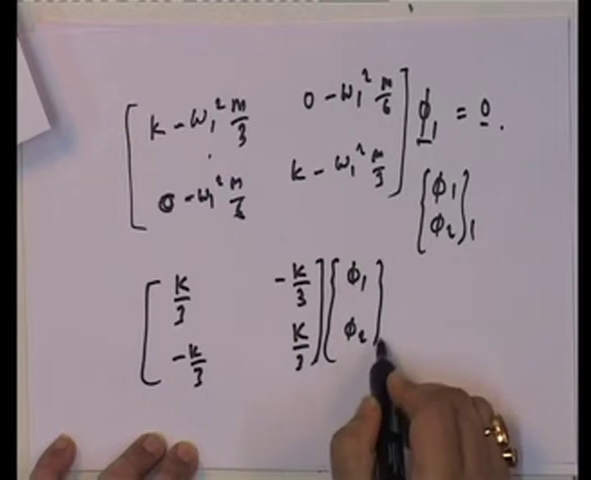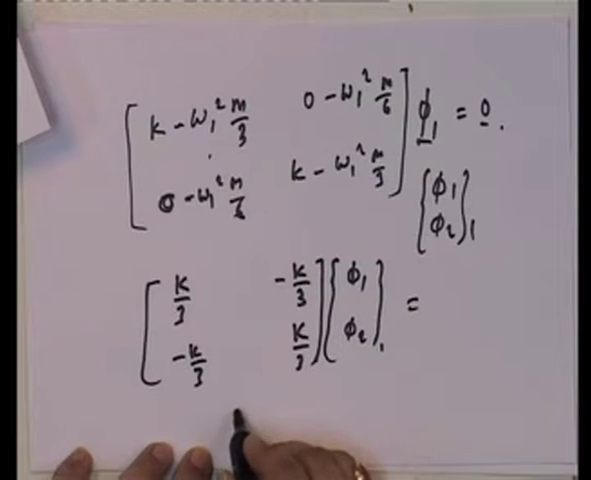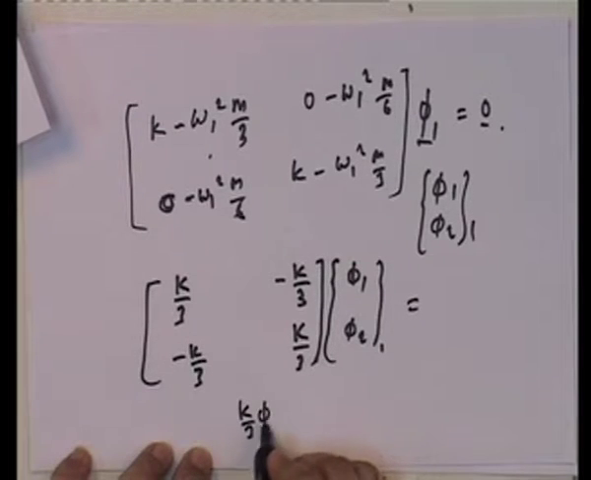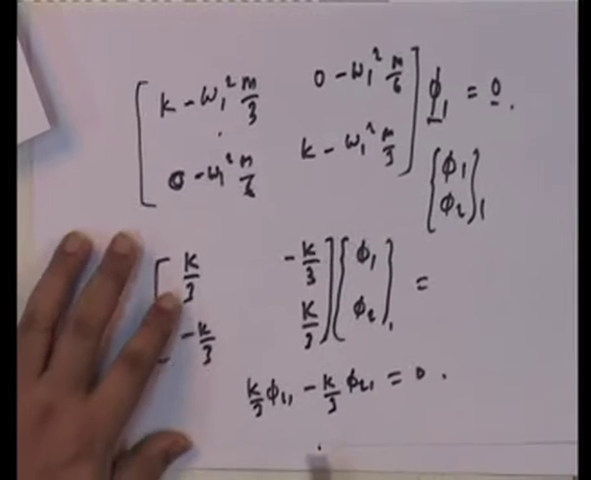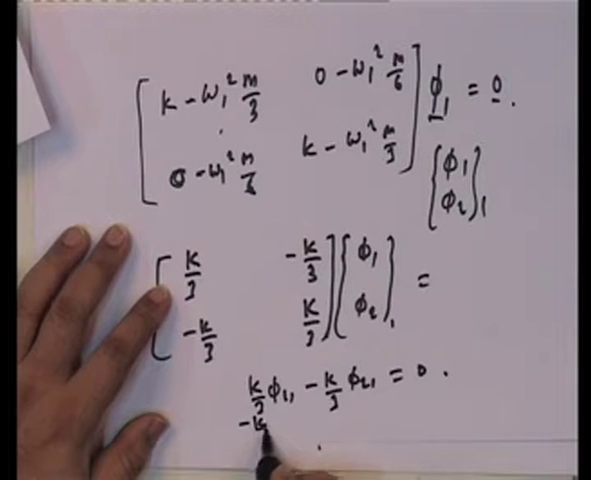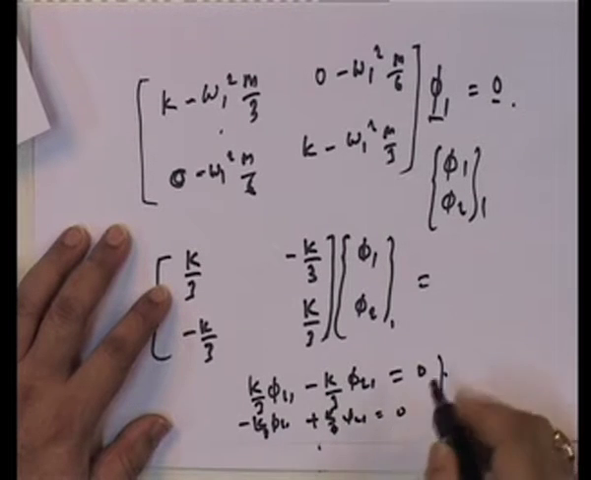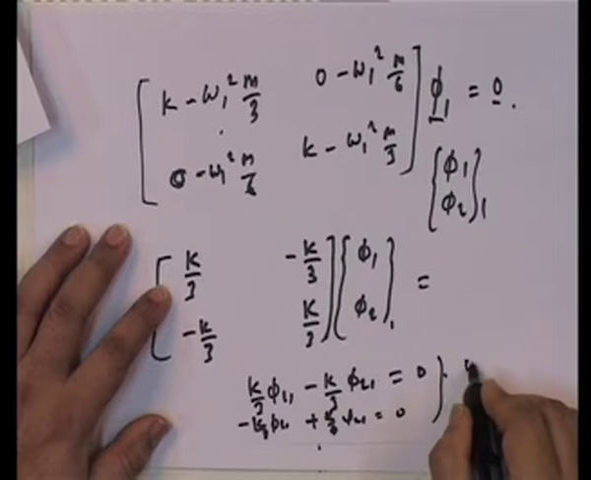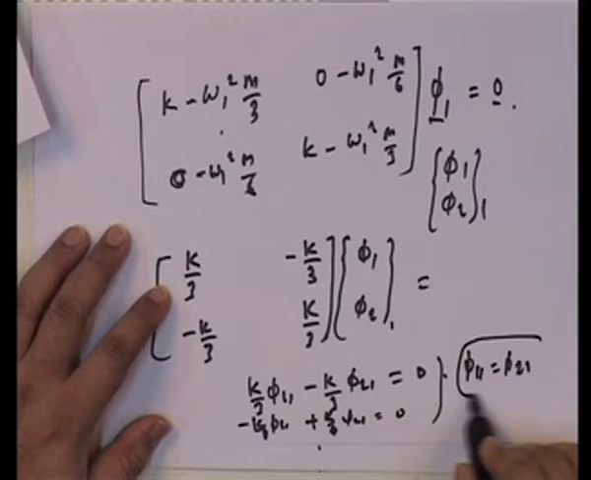Phi 1, phi 2. So, the first equation says that k by 3 phi 1 1 minus k by 3 phi 2 1 is equal to 0, and the lower equation gives minus k by 3 phi 1 1 plus k by 3 phi 2 1 is equal to 0. Both of them give that phi 1 1 is equal to phi 2 1. That is all they give.